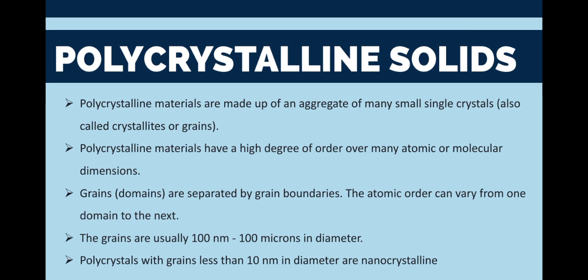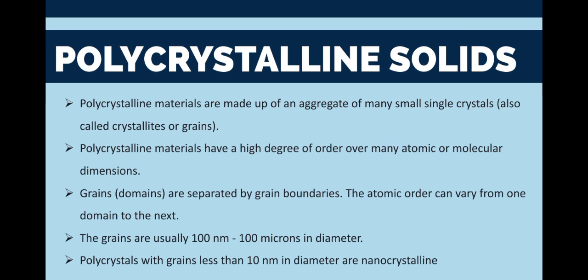So next, polycrystalline materials have a high degree of order over many atomic or molecular dimensions. Despite being composed of multiple individual grains, polycrystalline materials exhibit a high degree of order over numerous atomic or molecular dimensions. Each grain maintains a well-defined crystal lattice structure, contributing to the overall ordered nature of the material. The regular atomic arrangement in each grain imparts specific properties to the polycrystalline material as a whole, making it suitable for a wide range of applications.